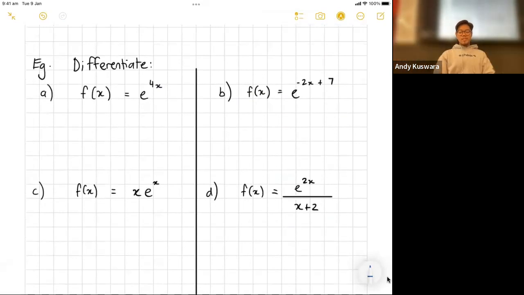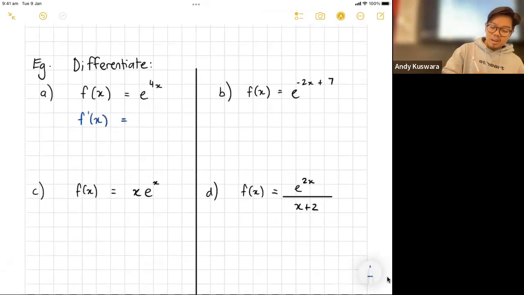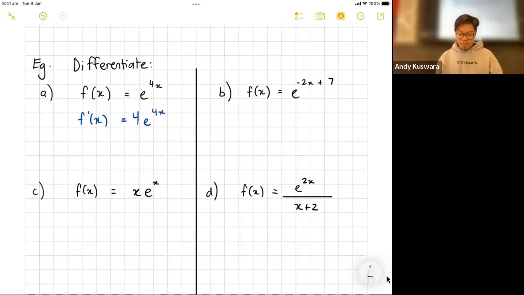Okay, so if you want to differentiate f(x) equals e to the power of 4x, your f dash x simply becomes the derivative of 4x comes down to the front. So derivative of 4x is 4, and then your function stays the same, e to the 4x. So far, so good.